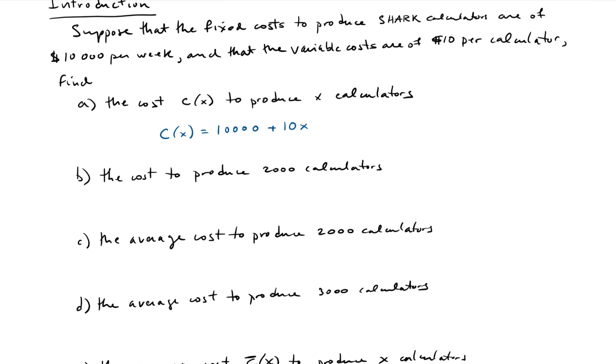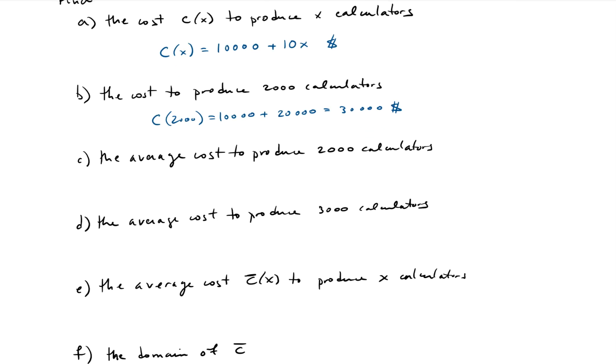Now I want to figure out the cost to produce 2,000 calculators. So this is when x is 2,000. So we just replace x by 2,000 in there. So that's going to be 10,000 plus 10 times 2,000, so 20,000. So this is $30,000. So if you don't mind, I'll put my dollar sign at the end here. Same goes here. Of course, those are the costs per week. So you can always assume here it's dollars per week.